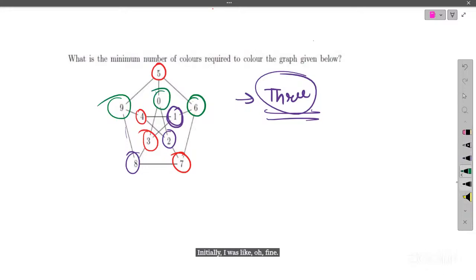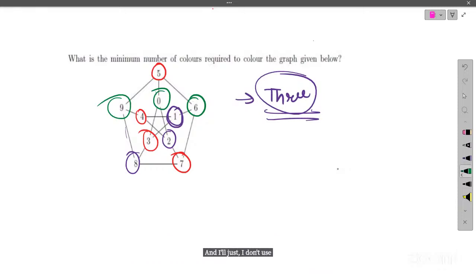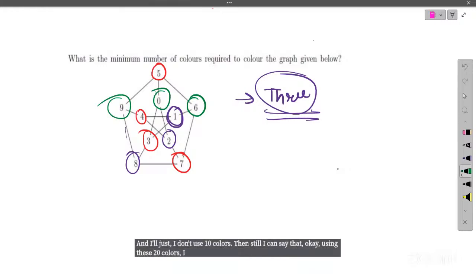Excuse me, ma'am. Yes, Sanskriti. What is the maximum number of colors I can choose? You can choose the number of vertices. That's one thing. But see, it doesn't matter. Suppose here there are 10 vertices because we started from 0. So there are 10 vertices in this graph. If I choose 20 colors and I don't use 10 colors, then still I can say that using these 20 colors I can color my graph.